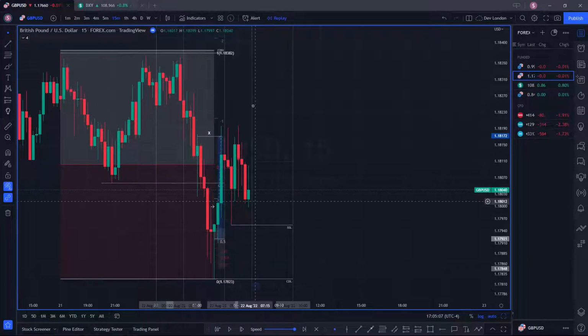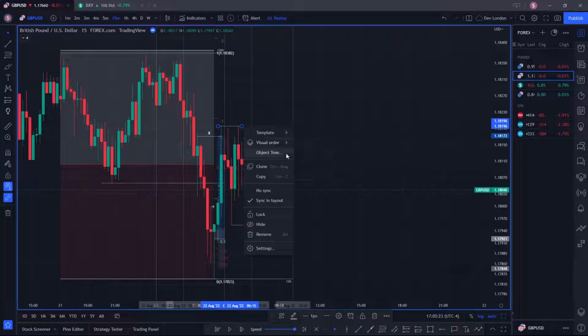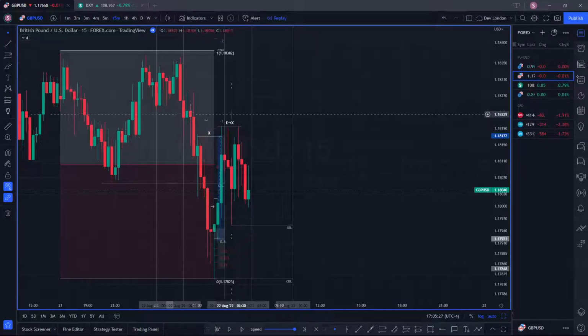Now we're still in the same PDRA. We have come back down into discount, and we're looking to see what the market gives. If you look over here, you see that we have relatively equal highs. These highs are relatively equal. This is liquidity waiting to be grabbed, and this could be a very nice target.